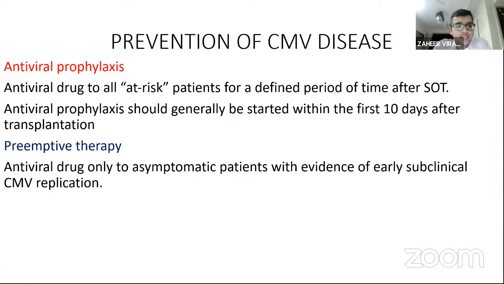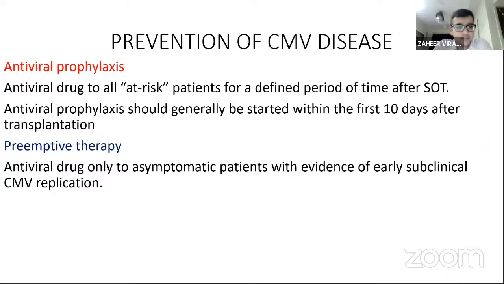One is the antiviral prophylaxis, which all at-risk patients are given. By this, I mean that except if the donor is negative and the recipient is negative, then one might not give it. Apart from that, everybody is given valganciclovir as prophylaxis, because previously one used to give IV ganciclovir, but that is difficult to give. So one now gives valganciclovir. And it is normally started within the first 10 days after transplant.